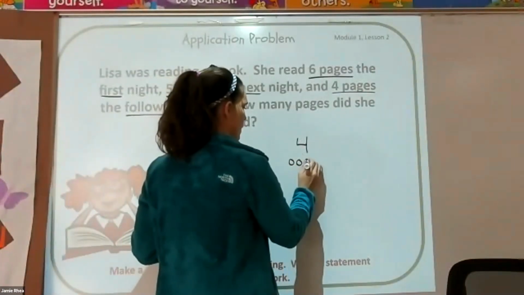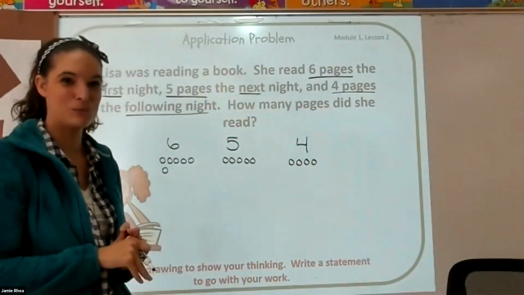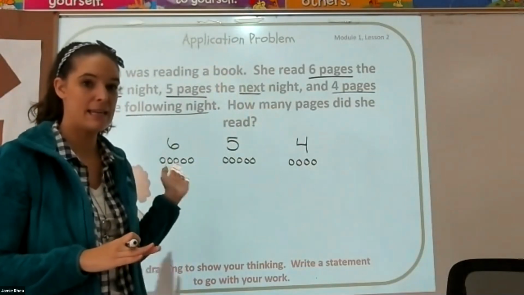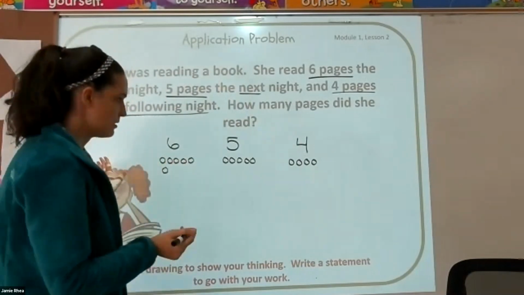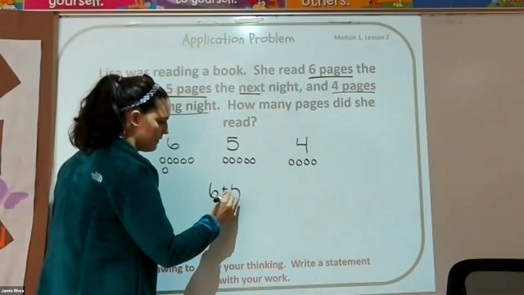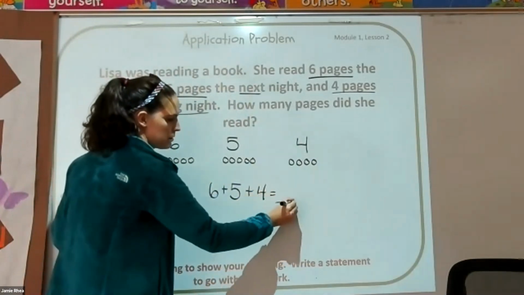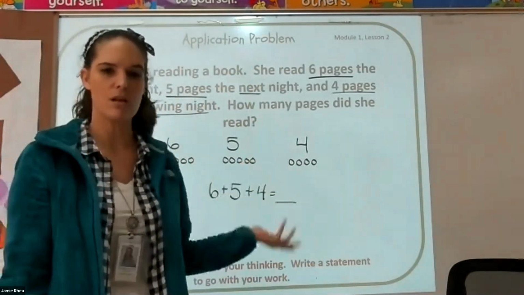1, 2, 3, 4. Now, is this starting to look similar to what we did yesterday? Yes. Can we make a number sentence using these numbers? Yes. That's right. I can say 6 plus 5 plus 4 equals something. We don't know what it equals yet. Now, how can we solve this?